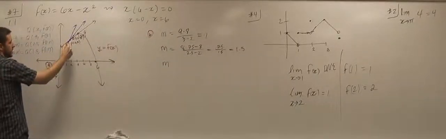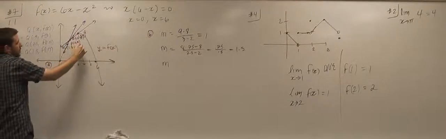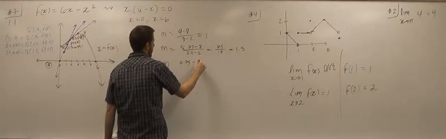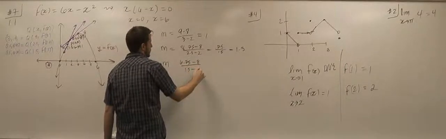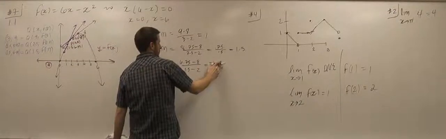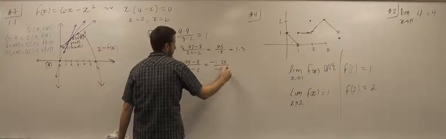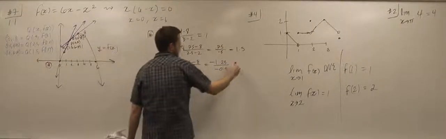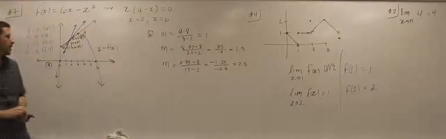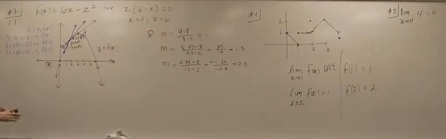And then you would do the same thing with this point down here, which is 1.5 comma 6.75. So 6.75 minus 8 over 1.5 minus 2. So negative, I guess I did this. It's kind of funny. Negative 1.25 over 0.5. So this is like 2.5. So, it's just some busy work.